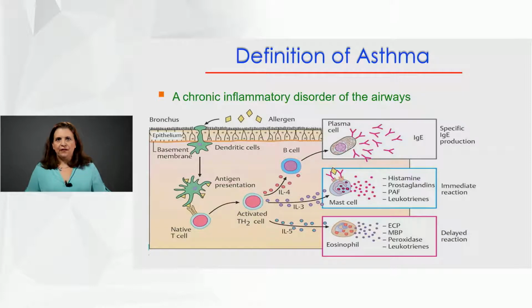Asthma is a chronic inflammatory disorder of the airways mediated primarily by activated Th2 cells. These cells release different cytokines that stimulate plasma cells that produce IgE, mast cells that release histamine and prostaglandins and leukotrienes and are involved in the immediate asthma reaction, and eosinophils that release peroxidase and leukotrienes that are involved in the delayed asthma reaction.